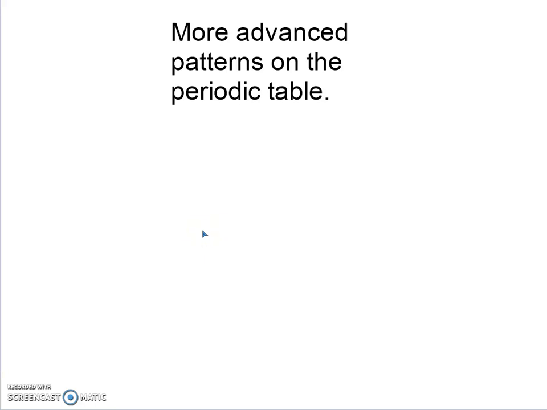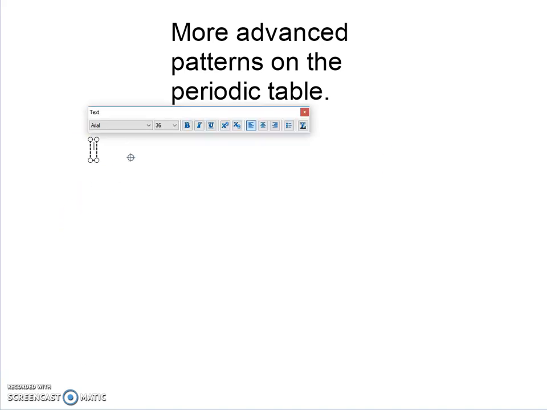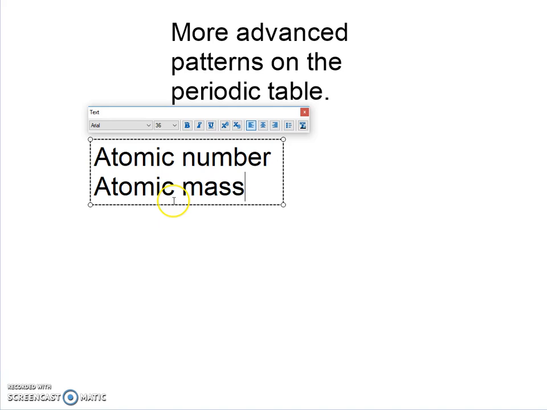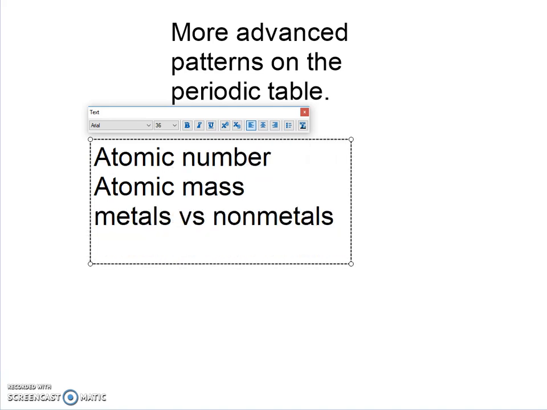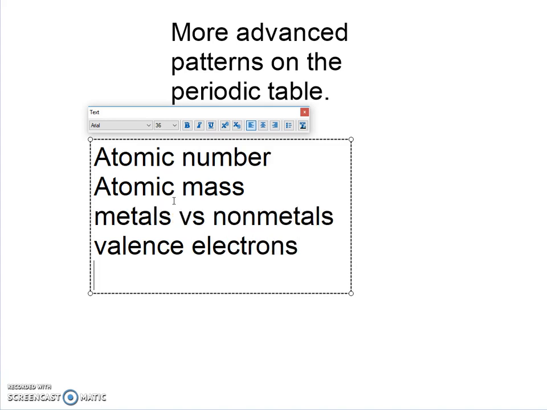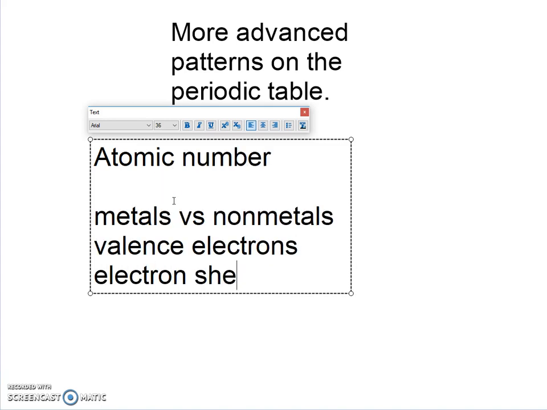Hello, this lecture is going to be about more advanced patterns on the periodic table. You've already learned a few patterns like atomic number, atomic mass. You've learned about metals versus nonmetals. What other patterns have you learned? Valence electrons and electron shells.